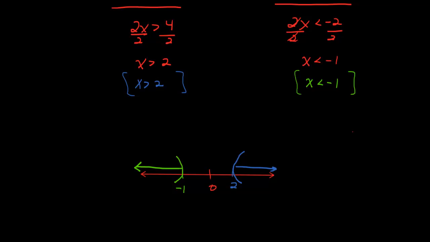Writing this solution in interval notation, we're going to start out where we see our arrow on our left side, which means we're going to start at negative infinity until negative 1, and we're going to enclose both of these with parentheses. We always enclose infinity and negative infinity with a parenthesis, and we enclose our negative 1 with a parenthesis because we're working with a less than sign.